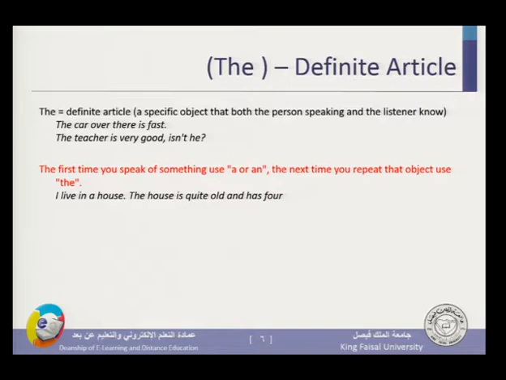The teacher is very good, isn't he? I use the with teacher because we know the teacher about whom we're talking. So we use the definite article the. Or if I say the book, because we are talking about a book that you and I know. Okay.